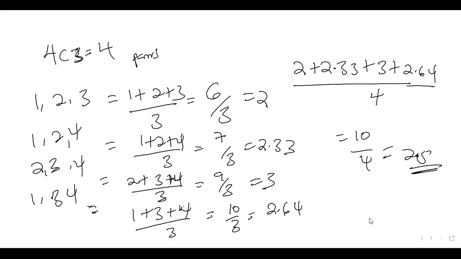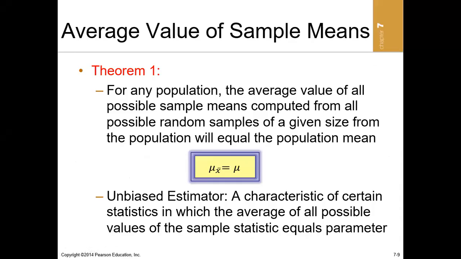So we have proved the first theory that for any population, the average value of all possible sample means computed from all possible random samples of a given size. We used a given size of 2 and a given size of 3. We have realized that the mean, or the average value of all sample means, is the same as the population mean. So when this happens, we say that the estimator is unbiased, or the mean is unbiased.